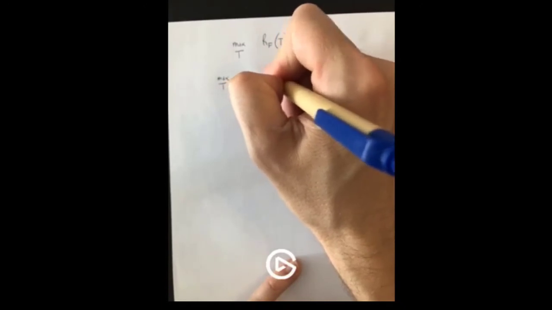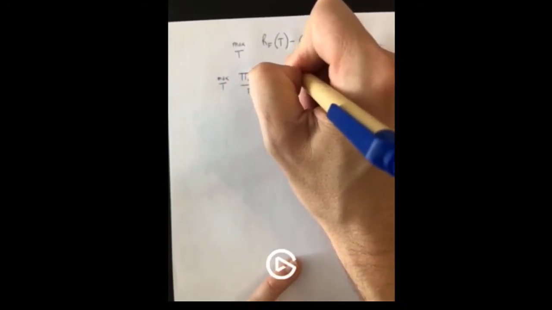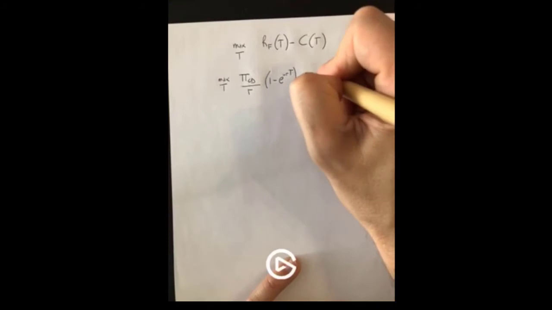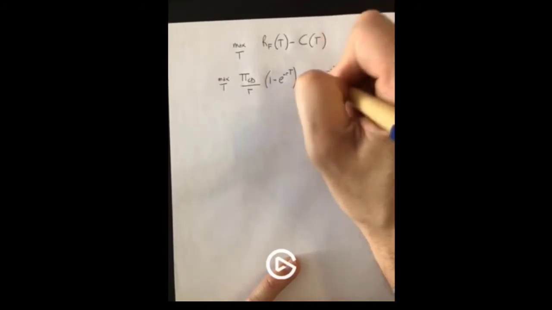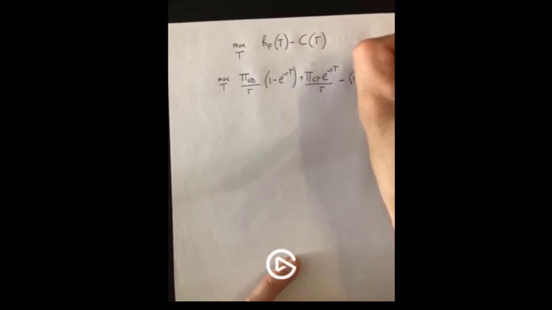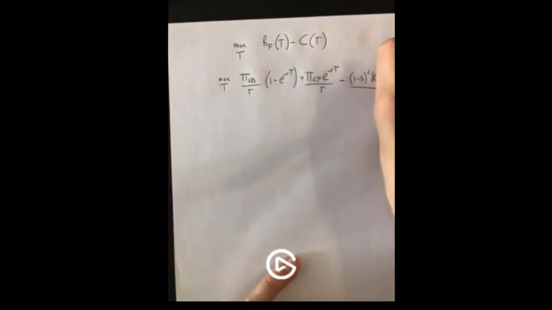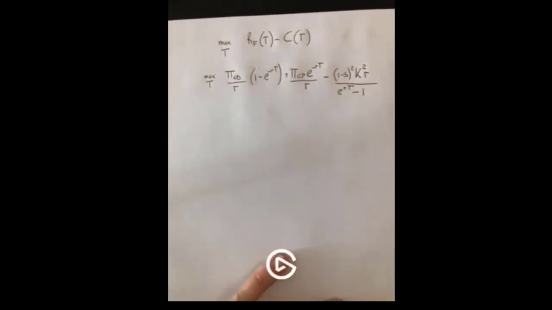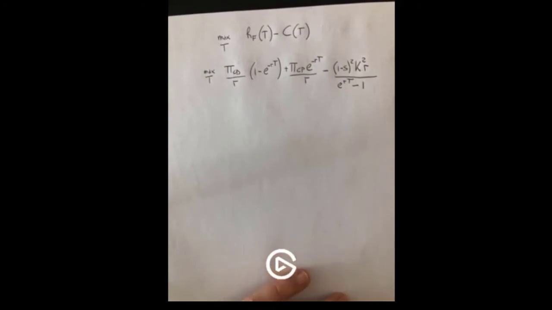multiplied by 1 minus e^(-RT), plus pi CP e^(-RT) divided by R, minus (1 minus s squared) k squared R divided by (e^(RT) minus 1). Okay? This is what I need to maximize here to obtain the optimal time. So you need to take the derivative of this thing and set it equal to 0, the derivative with respect to capital T. What is the derivative?